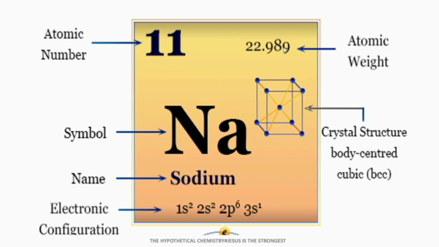So we have the atomic weight of sodium also here being 22.989. We have the name, that is sodium, the electron configuration here. Then we have the crystal structure being body-centered cubic. So take note of that. So now let's move on to the board and tackle the configuration practically.